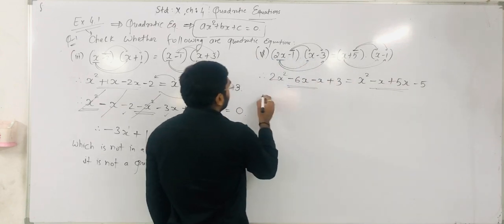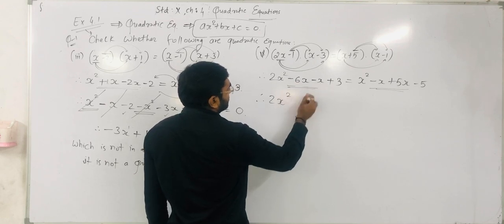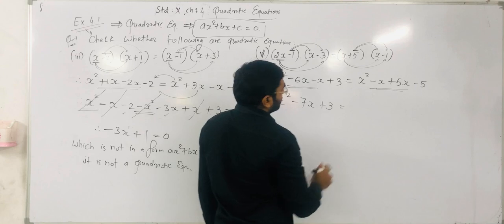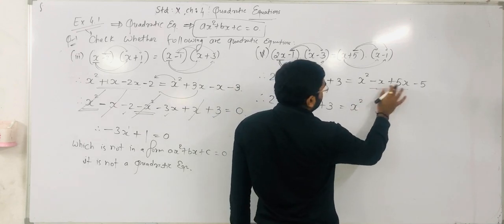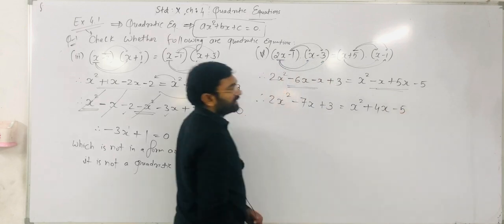Then we take all the terms on the left hand side. So 2x square minus 6x minus x, so we get minus 7x plus 3 is equal to x square minus x plus 5x, so plus 4x minus 5.